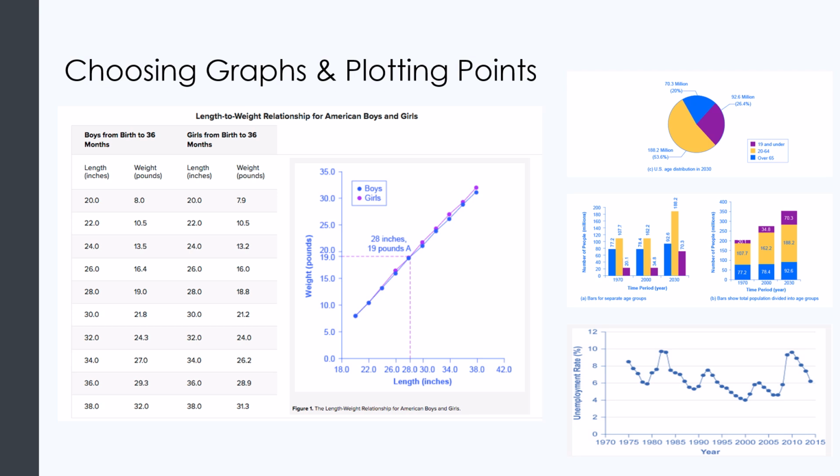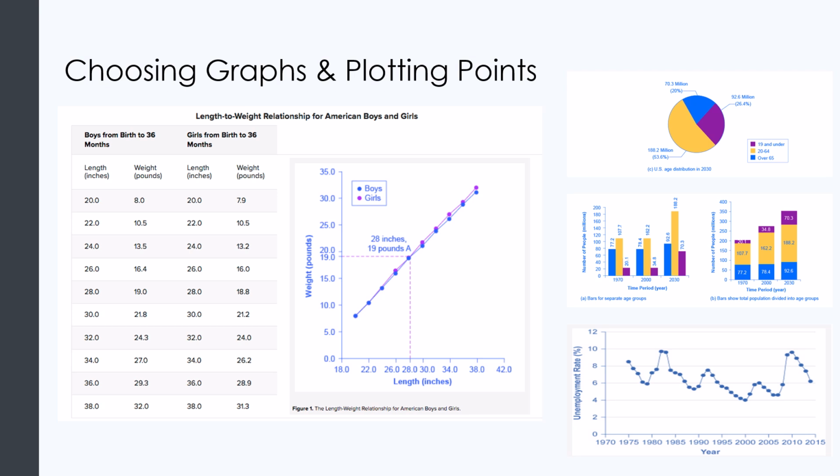So here you see a data table showing the length of a baby and its weight, completely random, but good for plotting points. And they've got information for boys and girls, which they, of course, plotted as pinks and blues, but it does make it a little bit easier to see. And when we plot the points, they put the length on the x-axis, the weight on the y-axis, and then they just graphed those combinations of points.